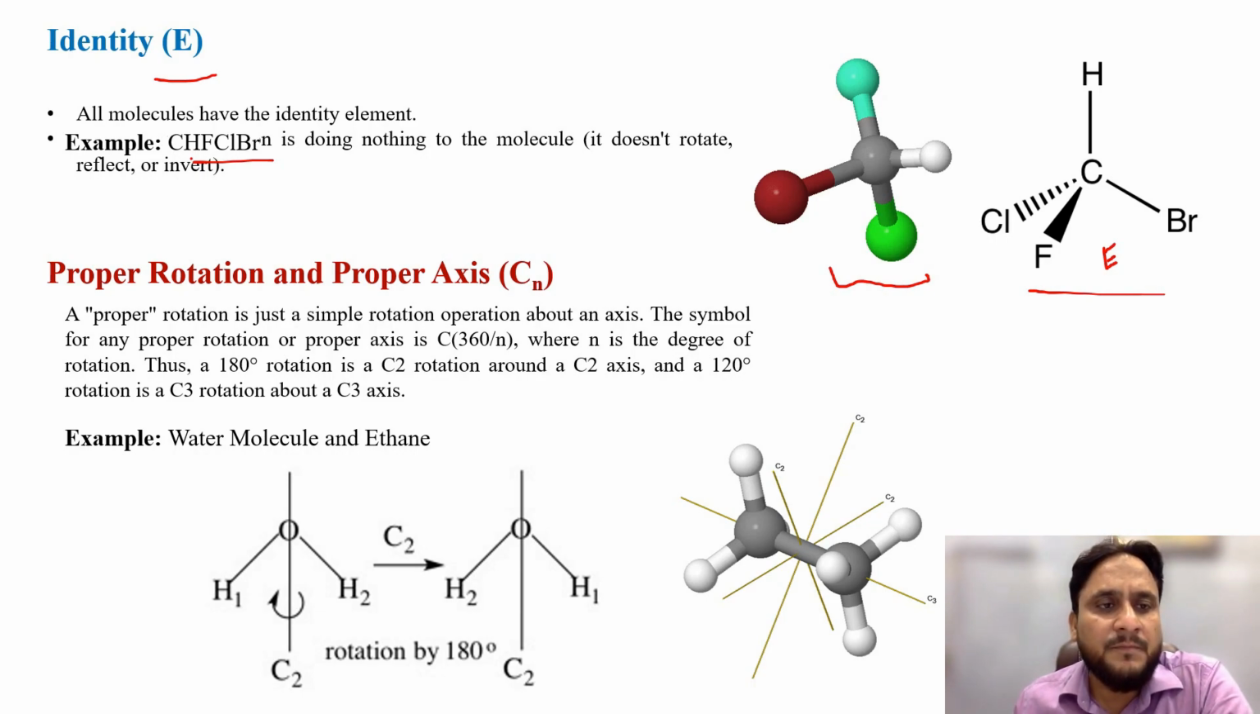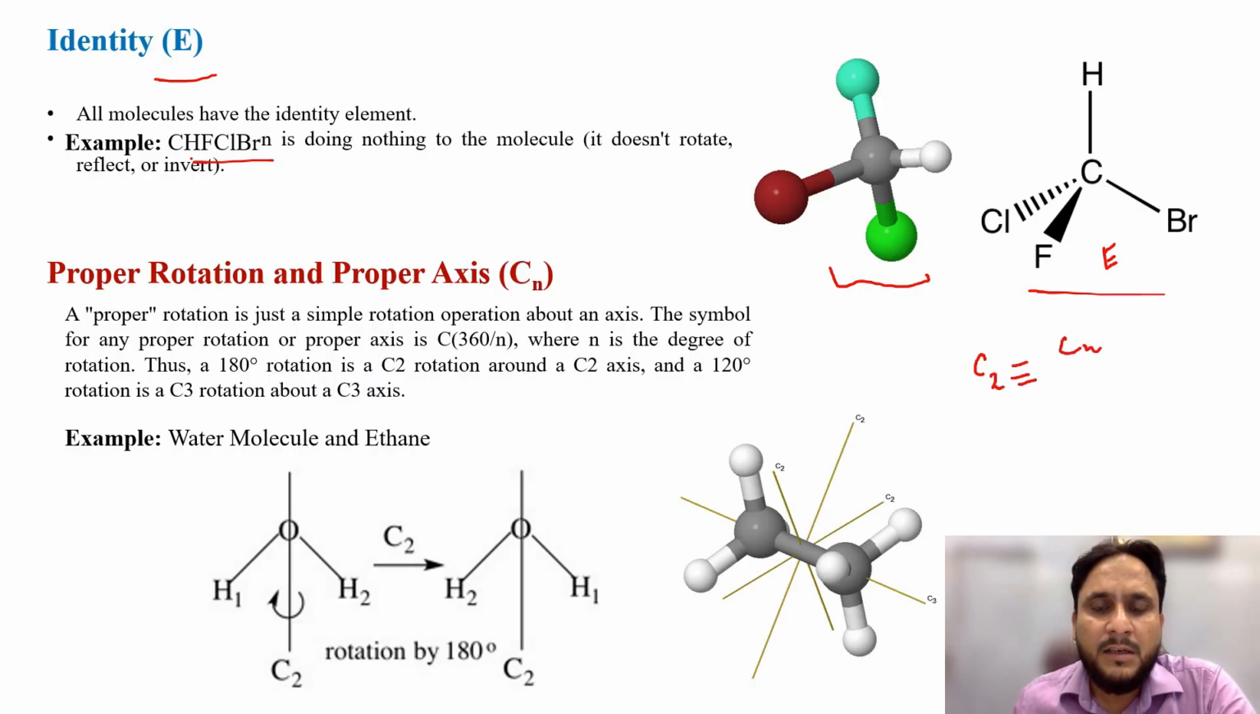Then comes the proper axis of rotation. A proper axis of rotation is a line which passes through the molecule, and through that line we can obtain the same molecule after rotation. Sometimes we can rotate a molecule by 180 degrees and obtain an indistinguishable form. In that case, since we are rotating it by 180 degrees, the axis will be called a C2 axis, instead of Cn axis.